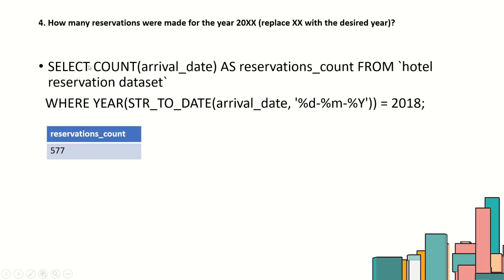How many reservations were made for the year 20XX? Here I have replaced XX with 18, that is 2018. What I have done is, I have used count function on arrival date as a reservation count from the dataset, and I have used string to date function on arrival date, and then I have extracted year from that as 2018, and we can see that the reservation count is 577.